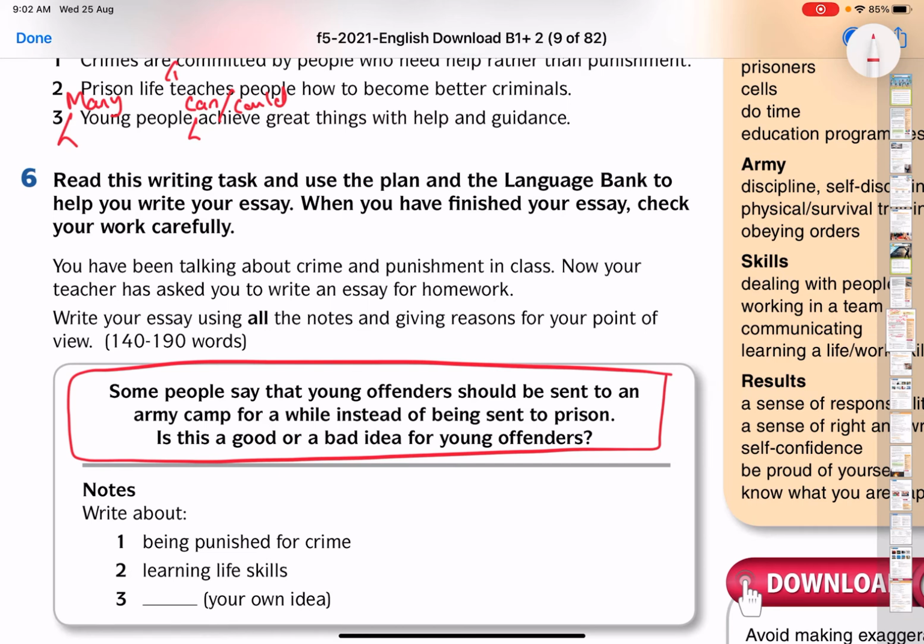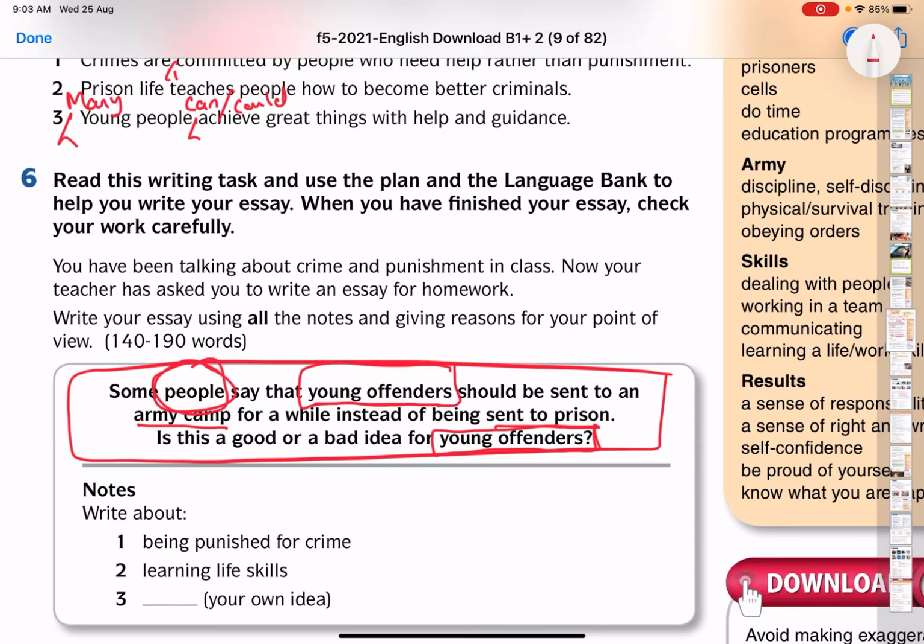Okay. Now focus when you look at the task, kamu tengok ke soalan, some people say that young offenders, okay, we are talking about young offenders, should be sent to an army camp for a while instead of being sent to prison. Maksudnya ada orang berpendapat orang juwana ni kena hantar ke kamp tentera dan bukan ke penjara. Is this a good or bad idea for young offenders? So kita bercakap tentang orang yang melakukan salah lah, orang muda, okay, or we call it juwana in Malay, or in English we call them juvenile, young offenders. You are not talking about these people, you are talking about these young offenders. Okay, so kamu boleh cuba buat karangan ni.